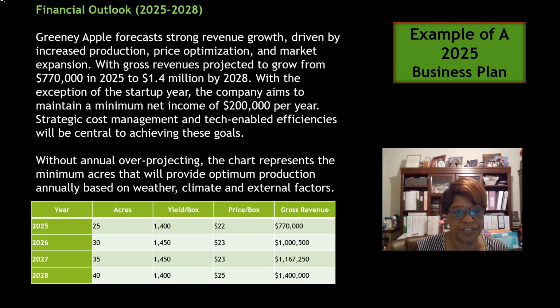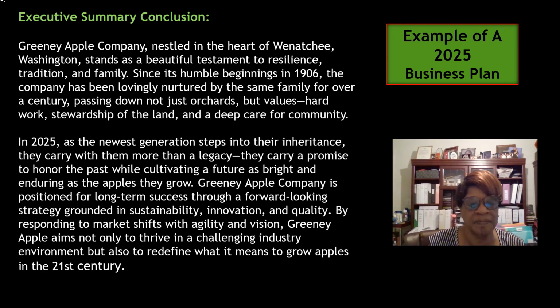So here's the financial outlook for the next 4 years, 2025 to 2028. As you can see, you're not over projecting. Then you're actually mentioning that with the exception of the startup year, the company aims to maintain a minimum net of $200,000 per year. Remember, you're dealing with business experts, and they don't expect everything to be perfect, and you don't want to seem that you're over projecting and you're being unrealistic in your projections.